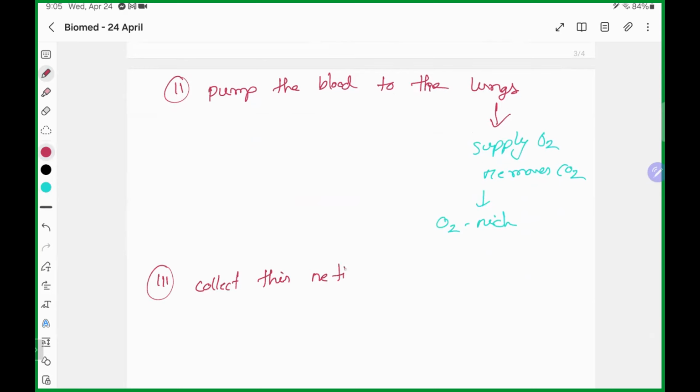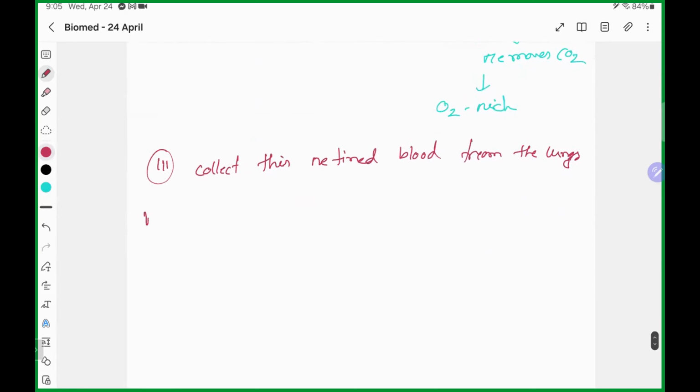Collect this refined blood from the lungs. From the lungs, this blood is refined, and you will collect the blood. Number 4, pump this refined blood back to the body. Okay, these are the 4 purposes.